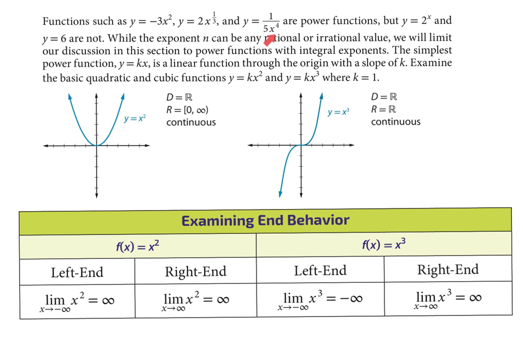This is the variable is the base. The variable is the base, all right? This is not a power function, y equals 6. That's just a horizontal line, so that's a linear function. All right, so these are power functions. While the exponent n can be any rational or irrational value, we limit our discussion in this section to integral exponents. The simplest power function y equals kx is a linear function through the origin with slope of k.